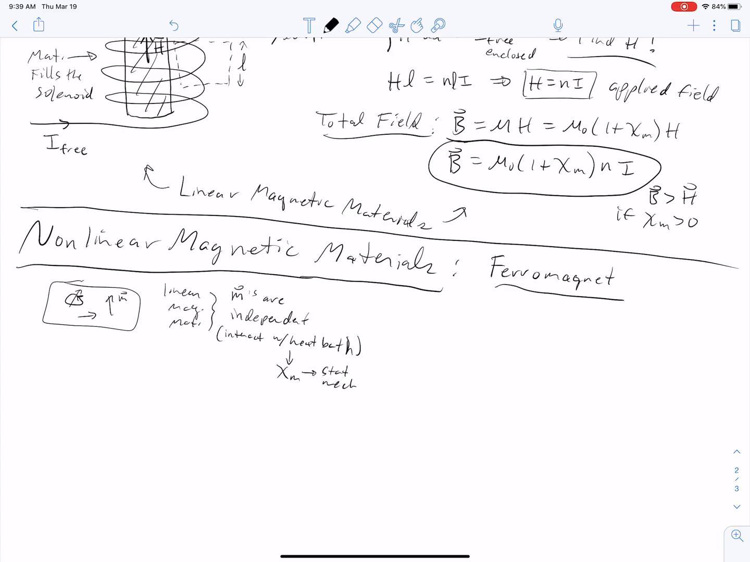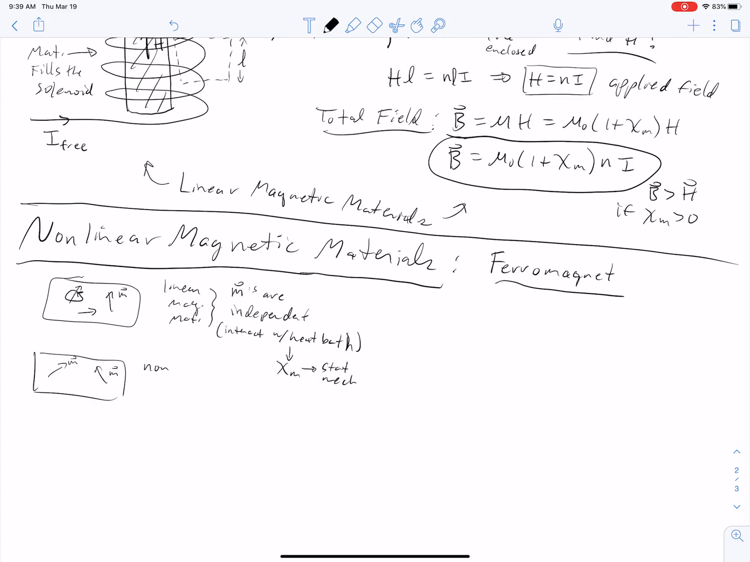But in a nonlinear material, something different happens. I have two magnetic moments, and they feel each other. In a nonlinear material, the magnetic moments feel each other. I'll put an arrow between them. The m's feel each other. I feel you, and the m's feel each other.